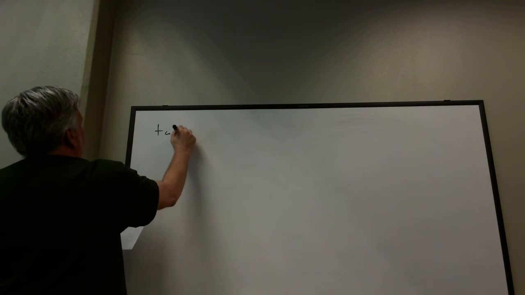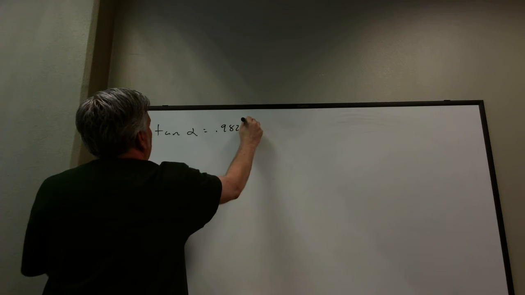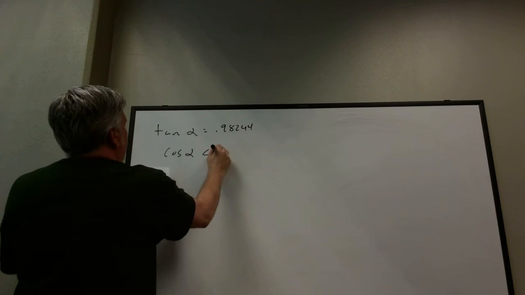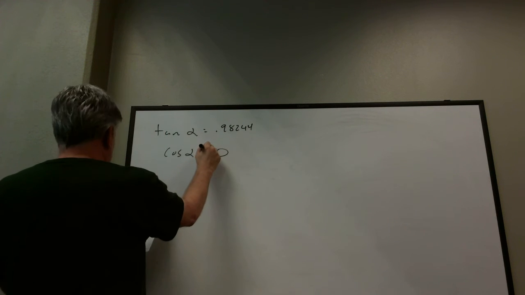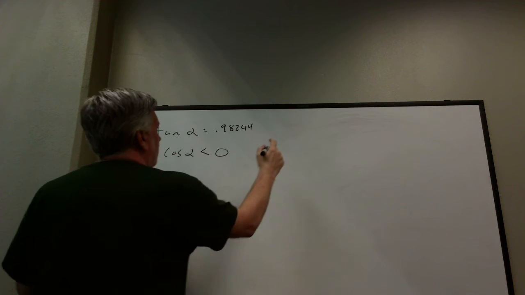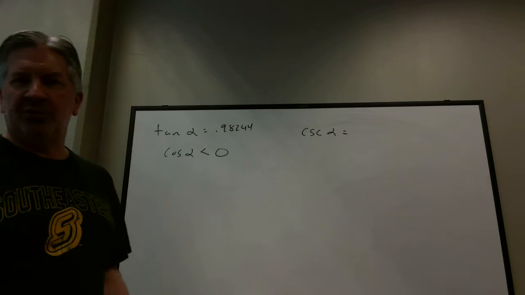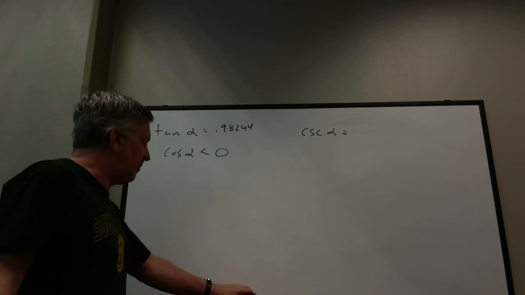Okay, so the next one says, suppose tangent of alpha is 0.98244, and suppose cosine of alpha is less than 0. Okay, so they gave you information, and they want you to find cosecant alpha. Again, once you have the triangle picture, you could do all 6 trig functions. Okay, so let's draw a picture of angle alpha.